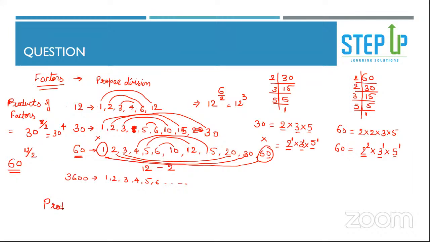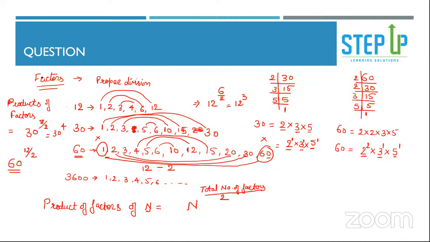So product of factors of n is equal to n to the power total number of factors divided by 2, where n is the number. Okay, so that's product of factors. All right.